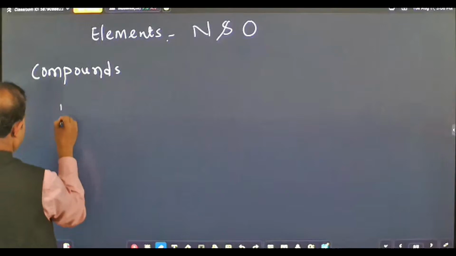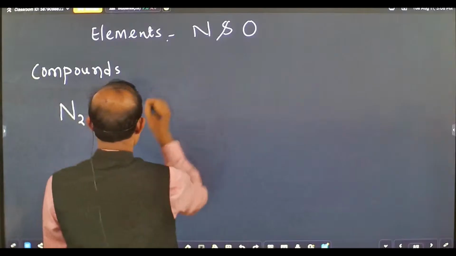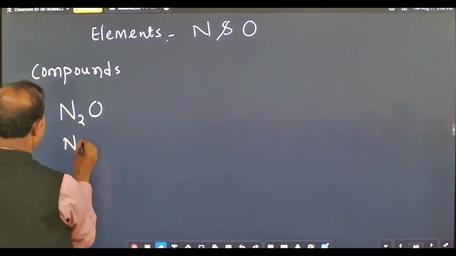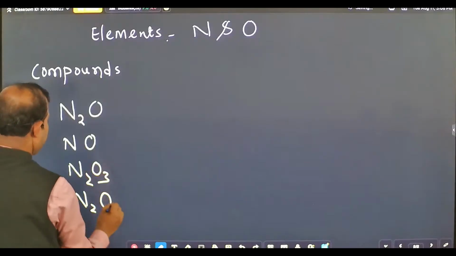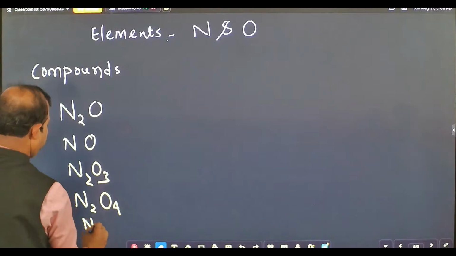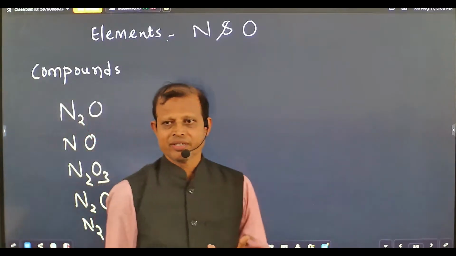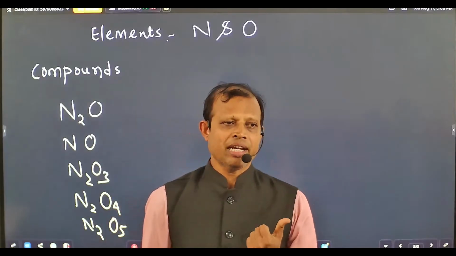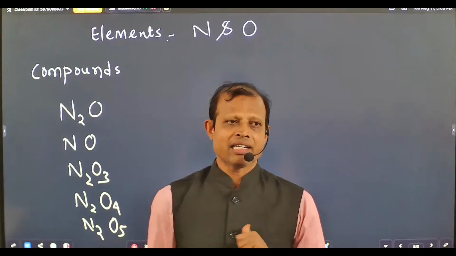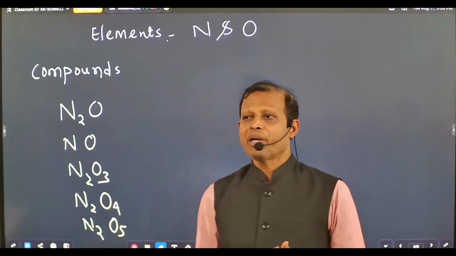One is N2O, right? And the other one is NO, N2O3, N2O4, and N2O5 as well. They form 5 different compounds, right? So one is nitrous oxide, nitric oxide, dinitrogen trioxide, dinitrogen tetroxide, dinitrogen pentoxide.